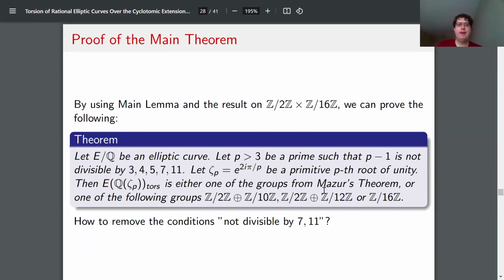Okay. So let's go to the proof of the main theorem. In the main theorem, the lemma with all these different conditions, if I combine that with this other one, Z/2 times Z/16, then it can actually prove the main theorem under the assumptions that p minus 1 is not divisible by 3, 4, 5, 7, and 11. But how do we remove the conditions of not divisible by 7 and 11? That is this year's work.